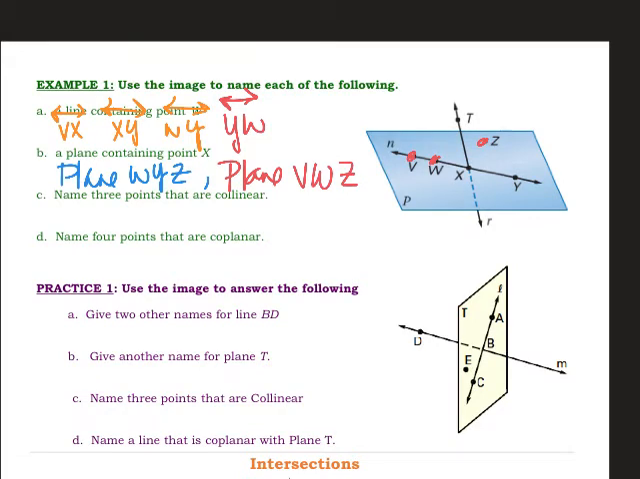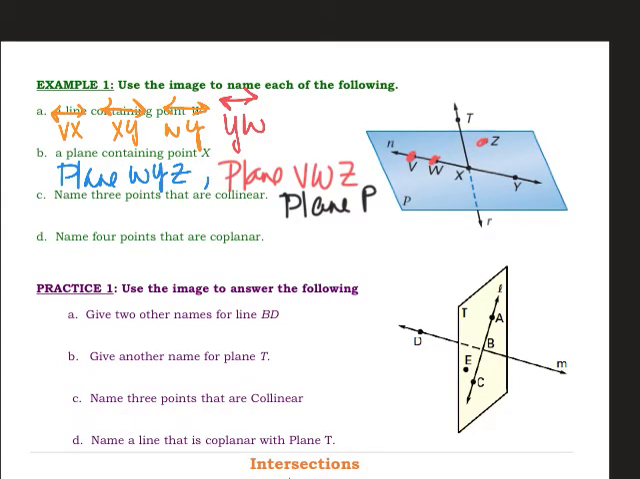This last name is when we use the one letter. Remember we talked about this. It's one letter that's different from all of them. Do you remember which one I would use? The P. It's the other capital letter that does not have a point. This plane can also be named plane P. Good. All right.